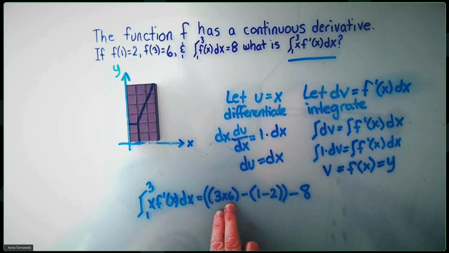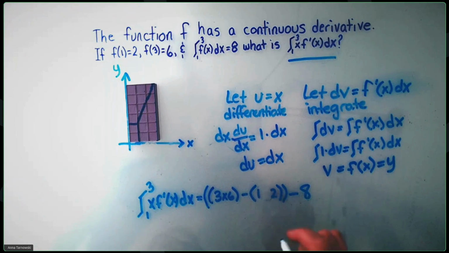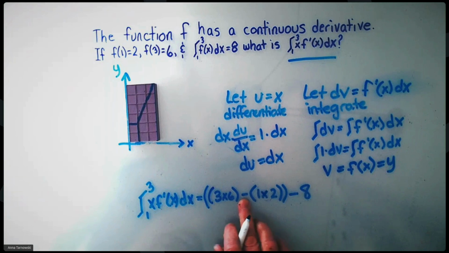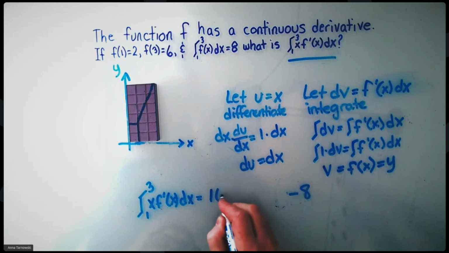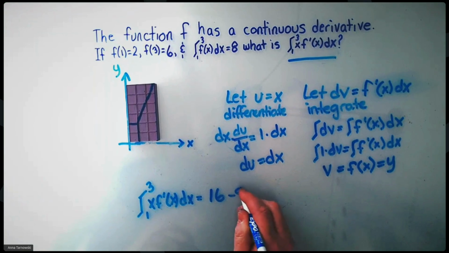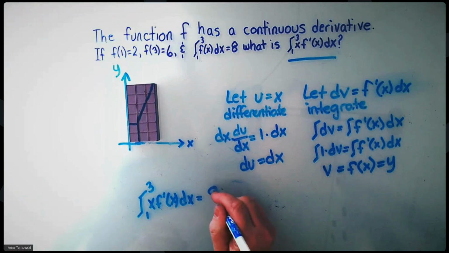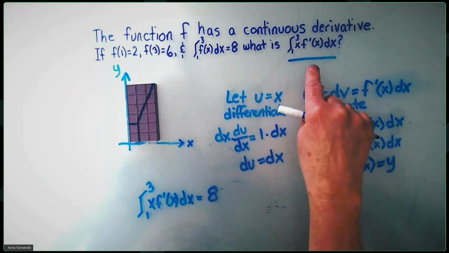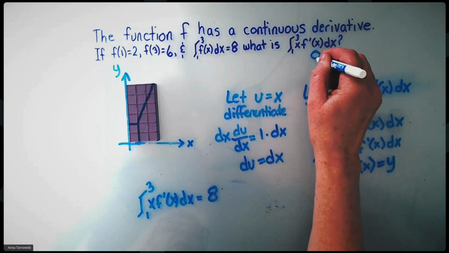And so 3 times 6 is 18. I don't know why I put minus there, that's times. And subtract 1 times 2, so 18 subtract 2 is 16. So that's just 16. And then subtract the 8. Well, 16 subtract the 8 is just 8. And so the area above the curve here is actually 8. So this answer here would be 8.